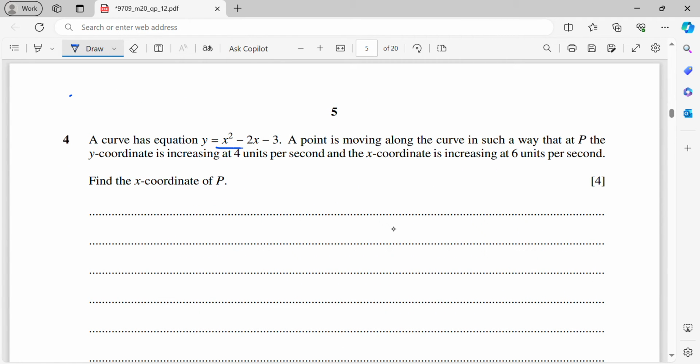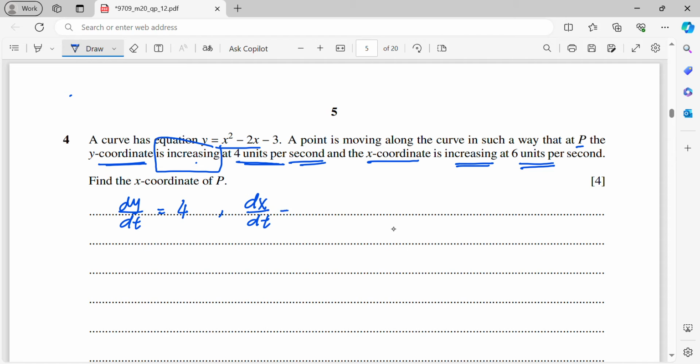A curve has equation. A point is moving along the graph such that at P, the y coordinate is increasing at 4 units per second. So this means dy over dt equals 4. If you are not sure why it is dy over dt, it is because of per second. Second is time. Alright, and it is positive because of increasing. Now the x coordinate is increasing at 6 units per second. So dx dt equals 6. Now what is the x coordinate of P?